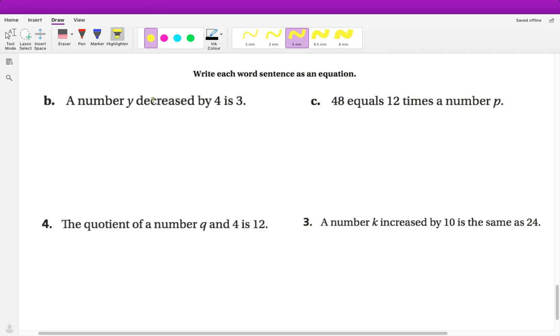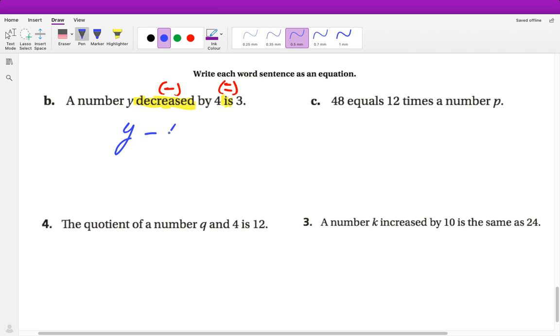Number y decreased by 4. Once I see decreased by, I should know that that is telling me subtraction. So I'm going to go ahead and write subtraction above. And then number y decreased by 4 is 3. Once again, I know that is means equals. So now I can rewrite this: y decreased by 4, or y minus 4.